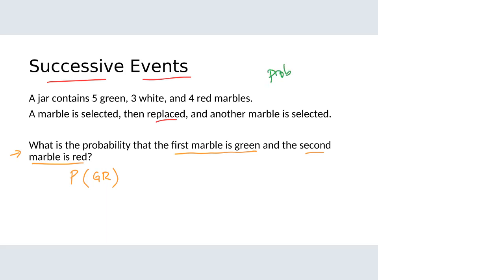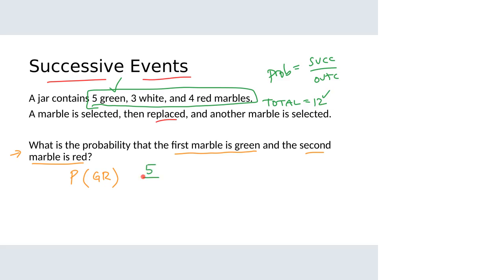So, probability the first marble is green. Remember, the most important thing about probability is successes over outcomes. So let's see here. Total number of outcomes I have in my jar is, let's see, 5 and 3 is 8 and 4, that's 12. So the probability I get a green on the first one is 5 out of 12. Let me know if you see any numbers that don't make sense.